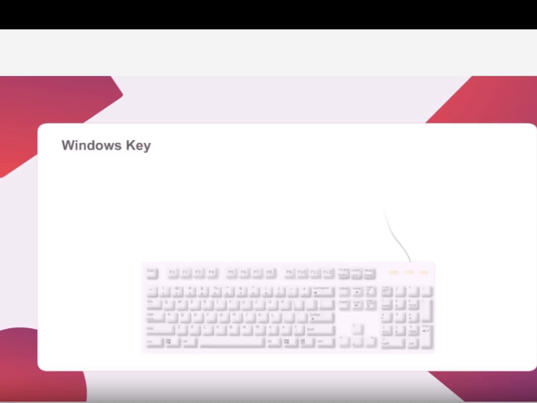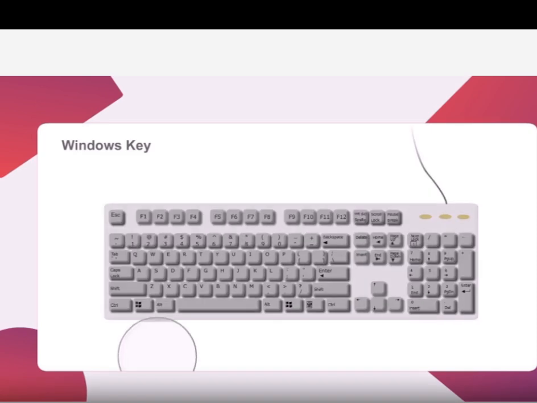On either side of the space bar, outside the Alt key, is a key with the Windows logo. Pressing this key displays the Start menu. Holding the Windows key down and pressing another key initiates other actions.